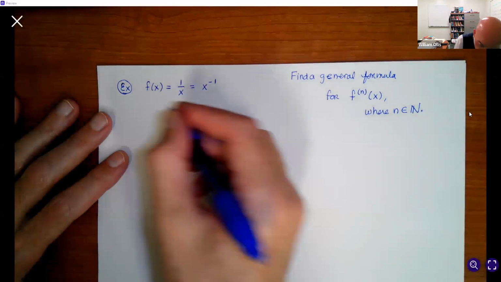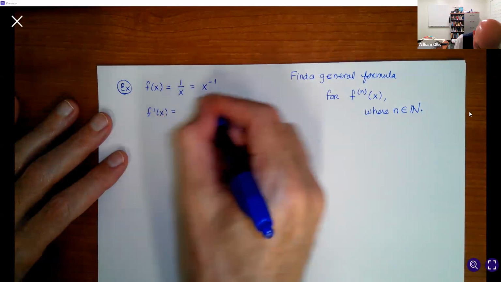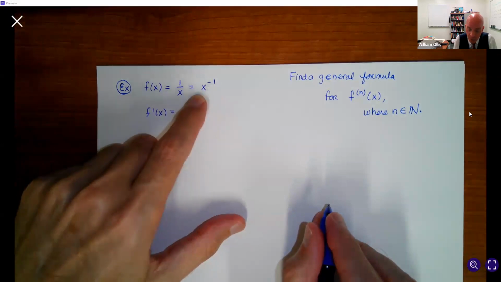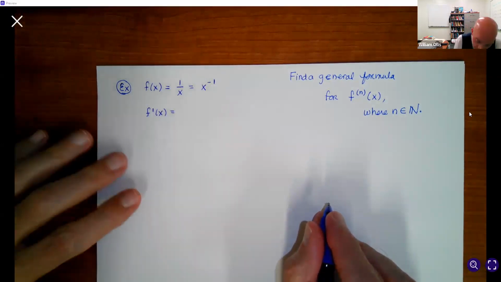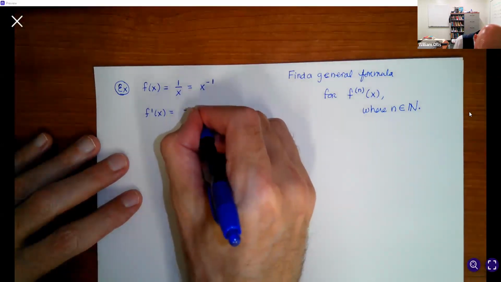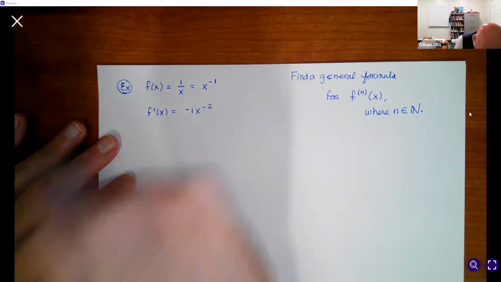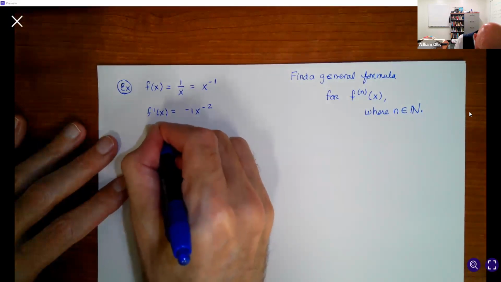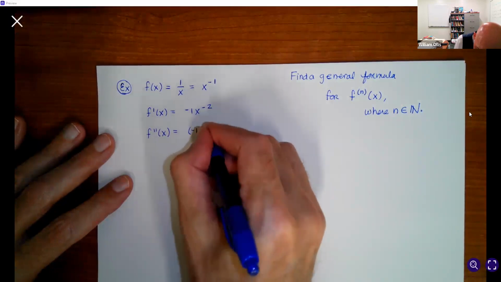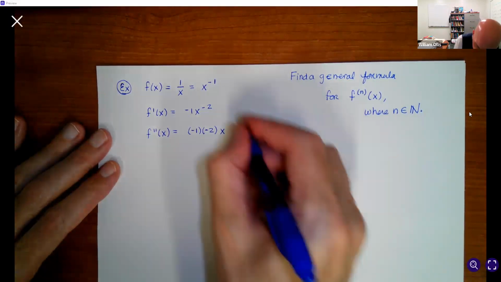So let's just start looking for a pattern. So we'll do f prime of x. The rule is that we bring the power down to a coefficient and then subtract 1. So this will give us -1, and then we'll have x to the -2. All right, so let's just keep going and see what we generate. F double prime, let's just keep going. This will be -1 times the -2. I mean, this is straightforward, but it's new. And then subtract 1.